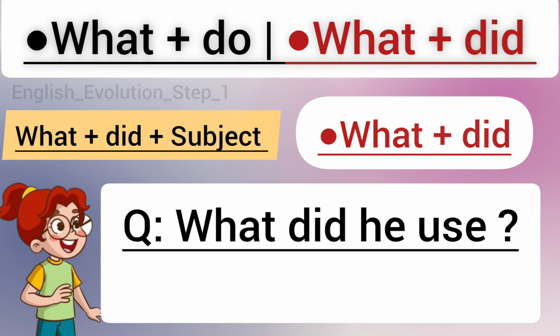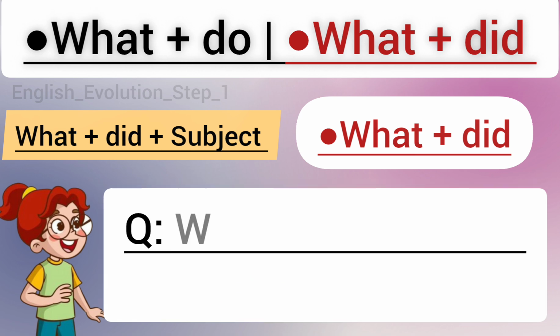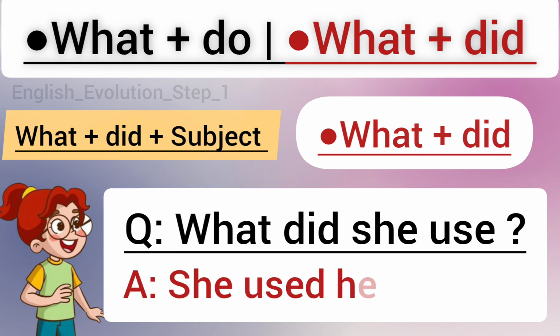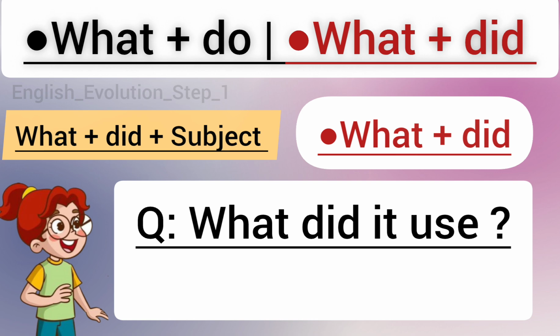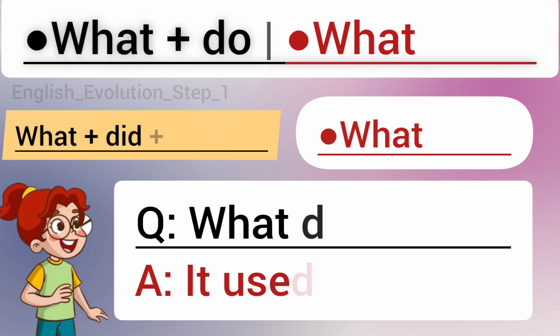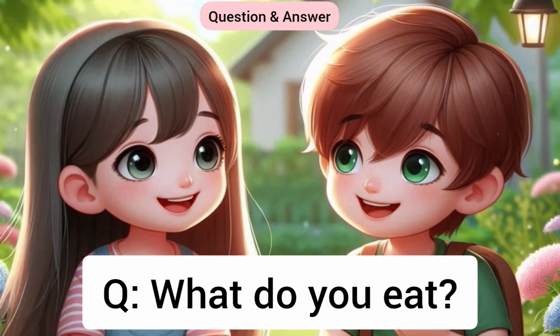What did he use? He used his phone. What did she use? She used her phone. What did it use? It used its phone. We don't use it anymore, but it follows the same rule as he and she, therefore we take it. Let's practice all.